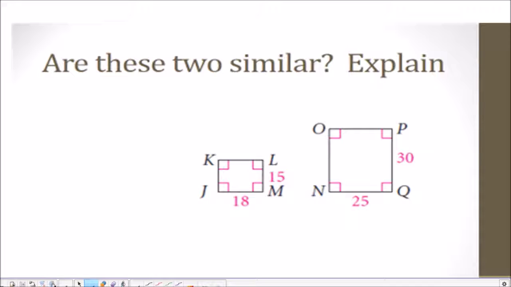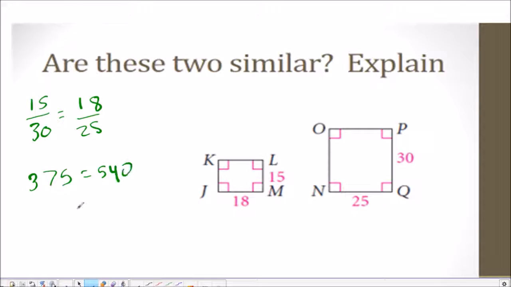This one's very similar. Why don't you pause the video and try this one on your own, see if you can get it, and then play and see how you did, and you get some feedback on your work. Okay, same idea as the last one. All the angles match up, so all we need to do is set up a proportion and see if our side lengths are proportional. So 15 over 30, 18 over 25. We're going to do a little bit of cross multiplying. So 15 times 25 is 375. And 30 times 18 is 540. So no, they're not similar.